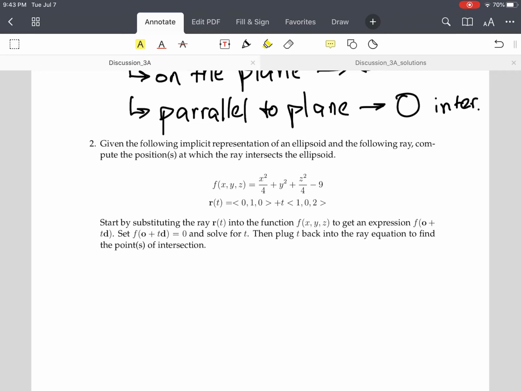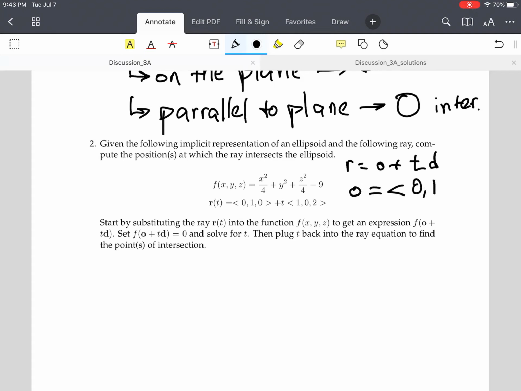And then we have the equation of a ray. So r is equal to (0, 1, 0) plus t times (1, 0, 2). Now remember, based on the structure of the ray equation we set earlier, we had r is equal to O plus tD. So O is equal to (0, 1, 0), and D is equal to (1, 0, 2), right? Just reading off the equation given to us.